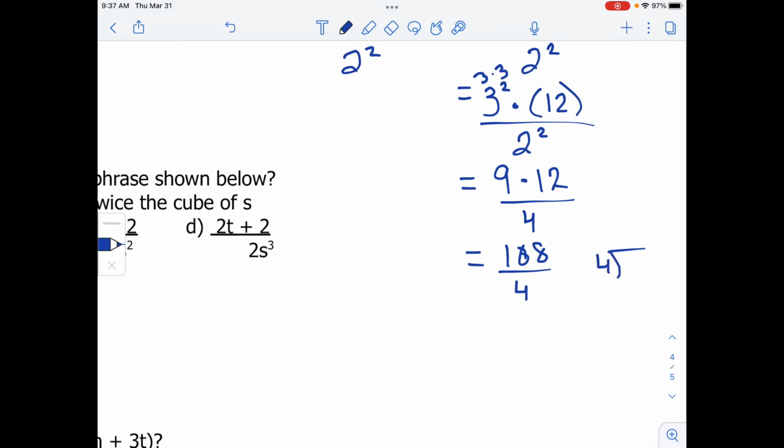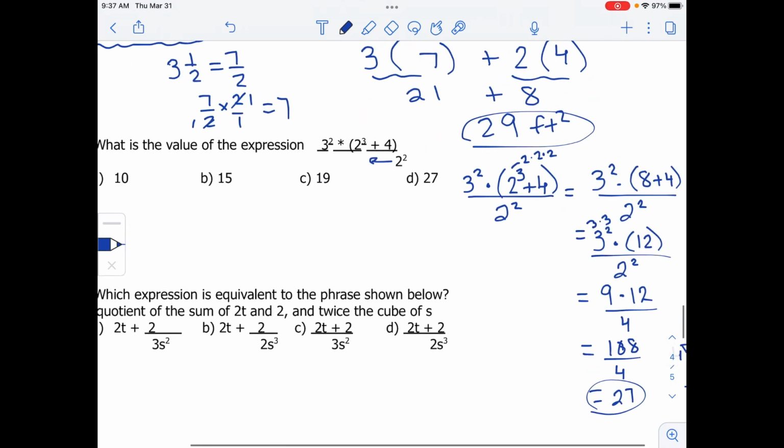If you need to show the long division, you can. Right, it goes in twice. I'm going to bring the 8 down. 4 goes into 28 7 times. Right, so this simplifies to 27. And that's choice D.